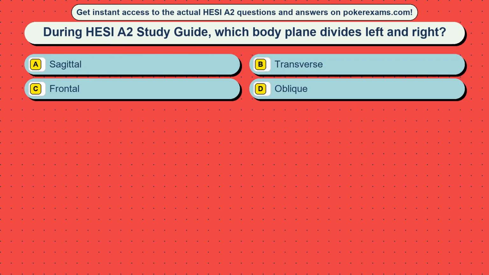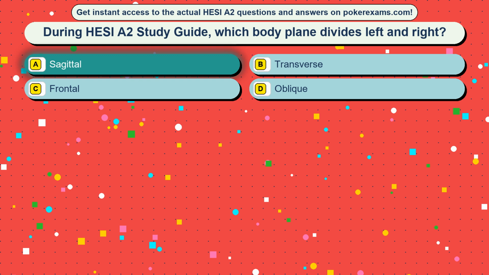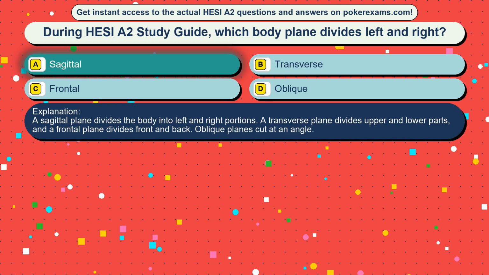Question 21. During HESI A2 Study Guide, which body plane divides left and right? Option A, sagittal. Option B, transverse. Option C, frontal. Option D, oblique. The correct answer is option A, sagittal. A sagittal plane divides the body into left and right portions. A transverse plane divides upper and lower parts, and a frontal plane divides front and back. Oblique planes cut at an angle.